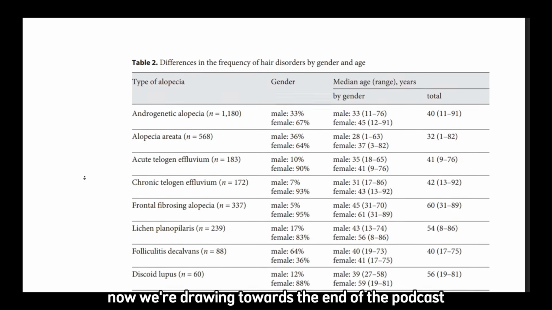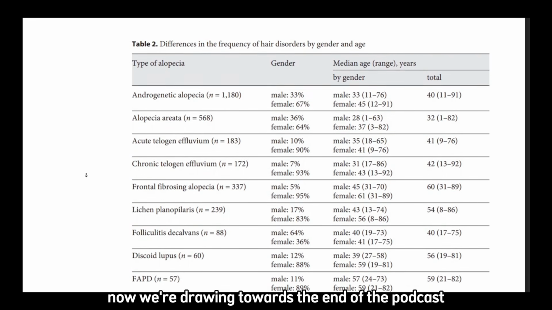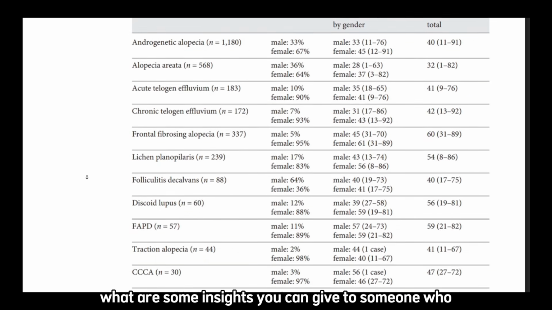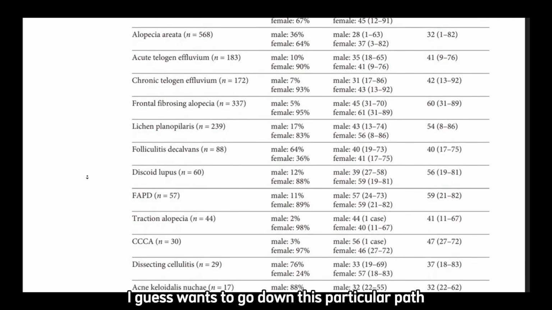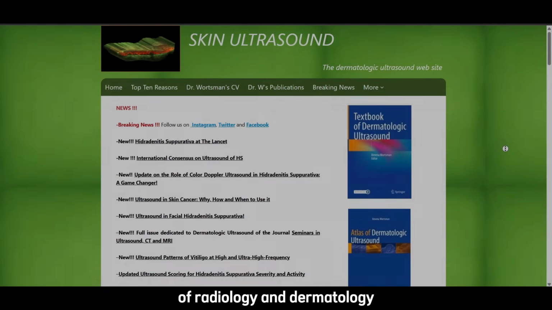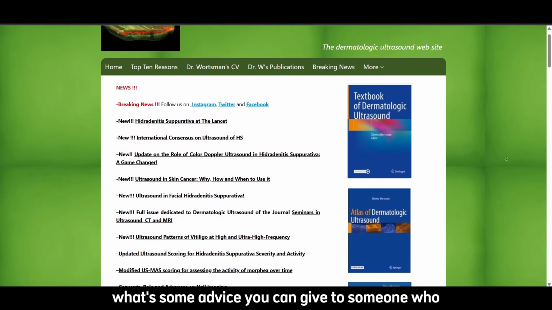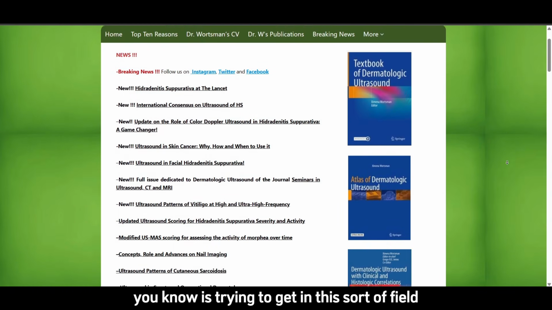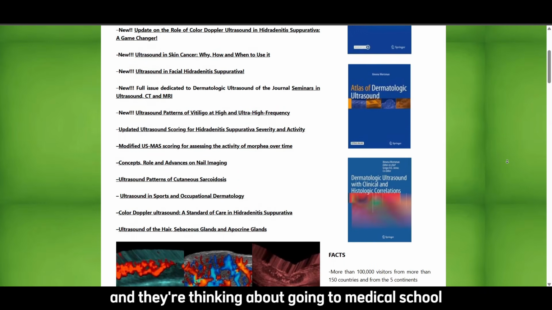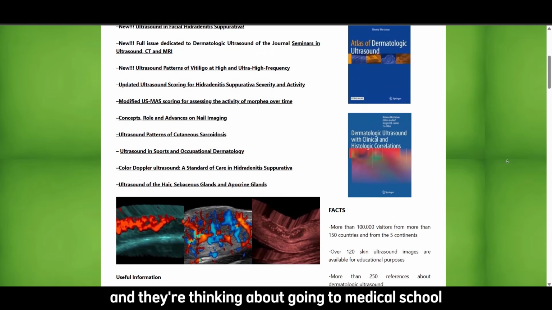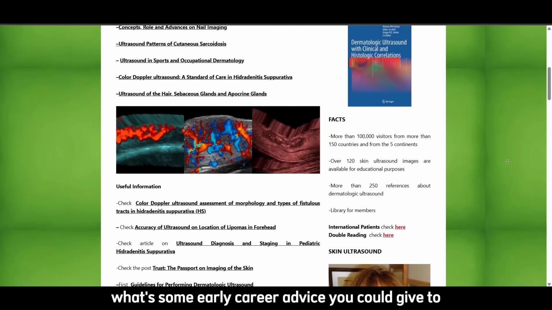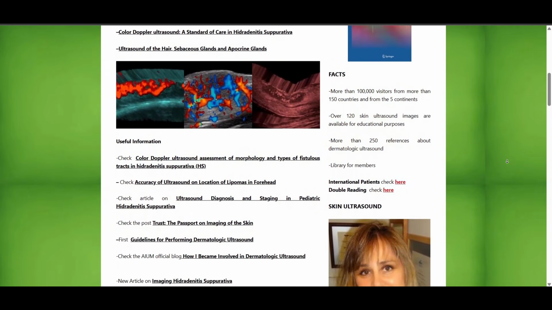Now we're drawing towards the end of the podcast. We've been at this for about 50 minutes. What are some insights you can give to someone who wants to go down this particular path of radiology and dermatology? Maybe they're right now in their undergrad and thinking about going to medical school and they're listening to this right now. What's some early career advice you could give to these listeners?